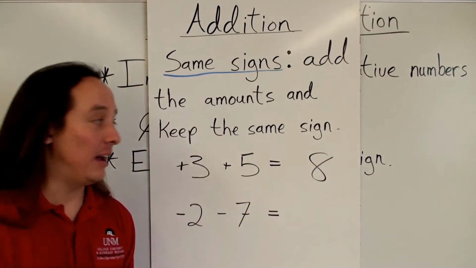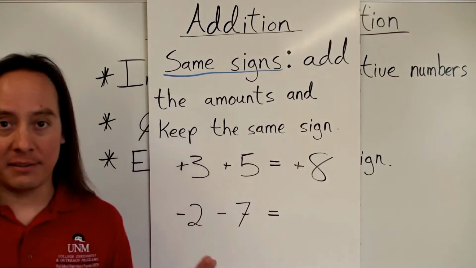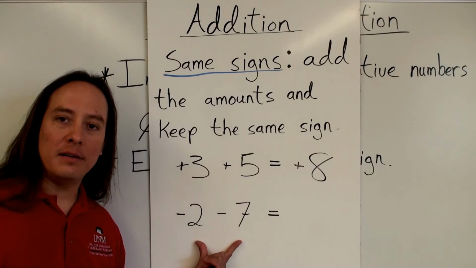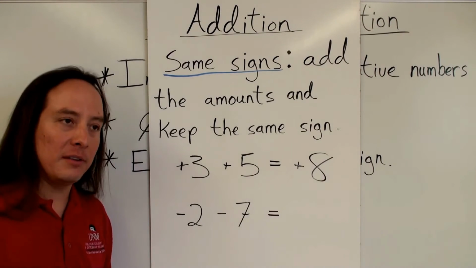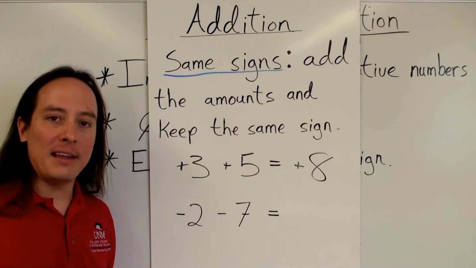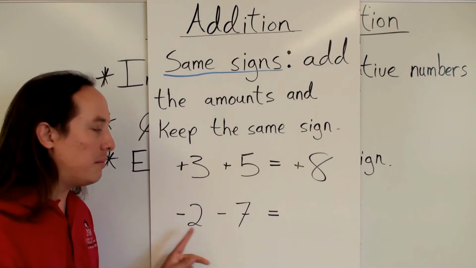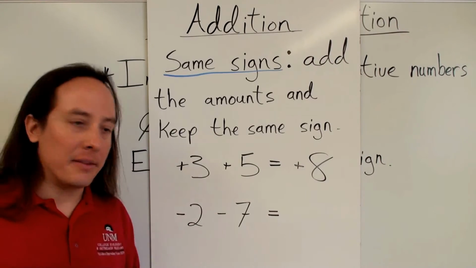And we just keep the same sign. They're both positive, so my answer is going to stay positive. Okay? All right. Same deal here. This is a little bit more tricky, I think, for some students. Negative 2, negative 7 is a negative 9. Same signs, add them together.